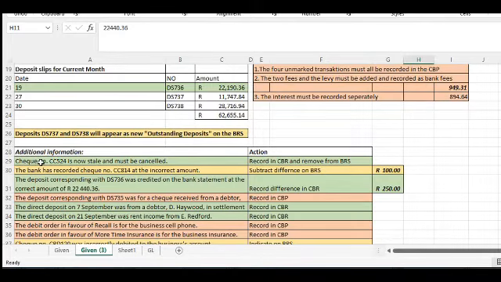It says check number 524 is now stale and it must be cancelled. Now, when a check becomes stale, we will have to record it in the cash book receipts and remove it from the bank reconciliation statement. Why? Because previously, when we started with this transaction, it was recorded in the cash book payments. After all, we issued a check. It was recorded in the cash book payments.